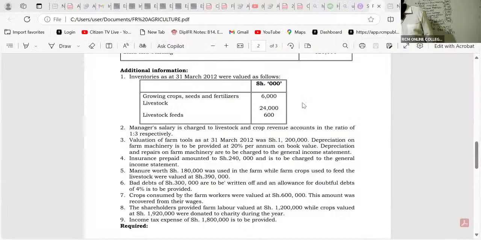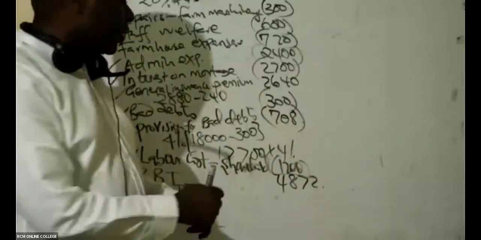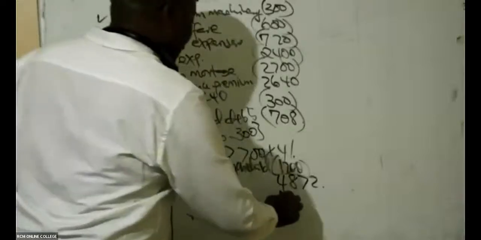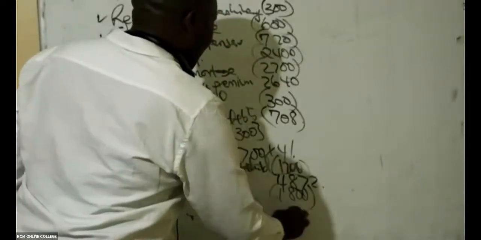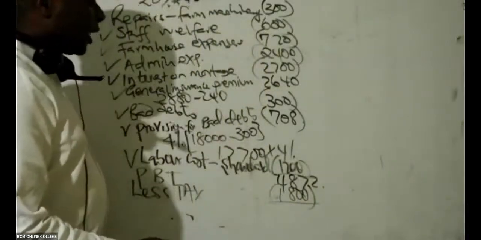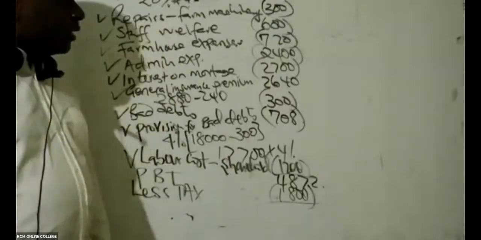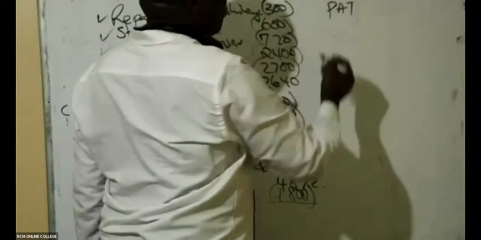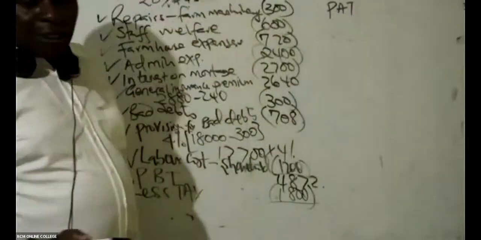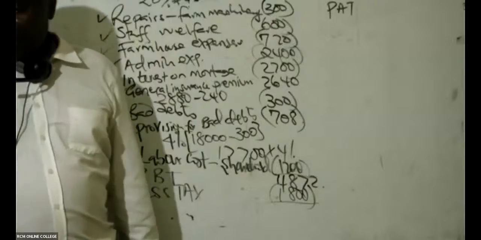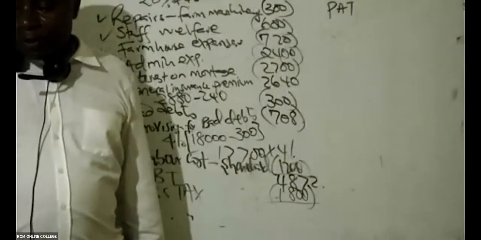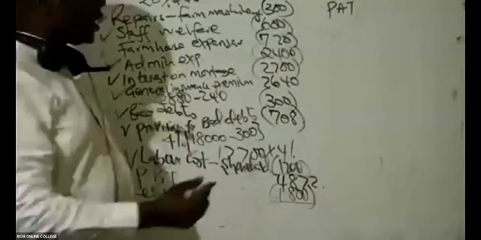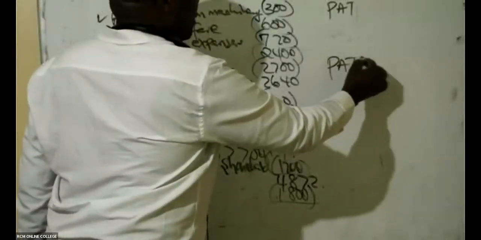If you chop 3 zeros, income tax expense is 1,800. So we have here income tax 1,800. And then we'll be able to come and give me the profit after what year? Profit after tax, which is profit for the year. Anybody who is able to get this profit for the year?